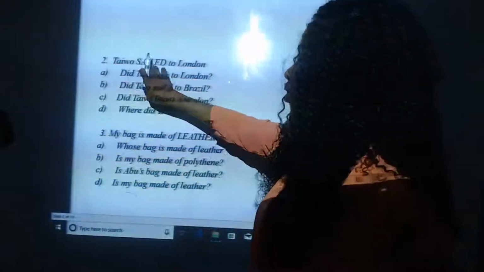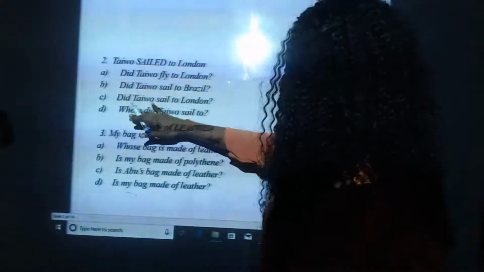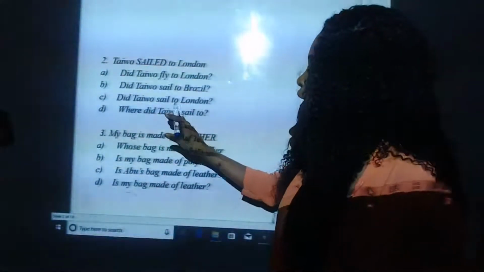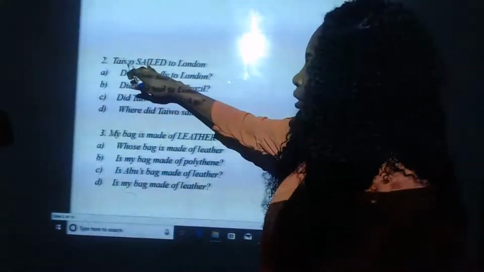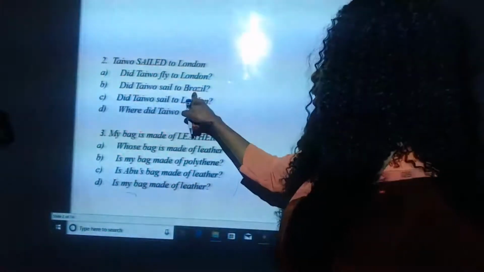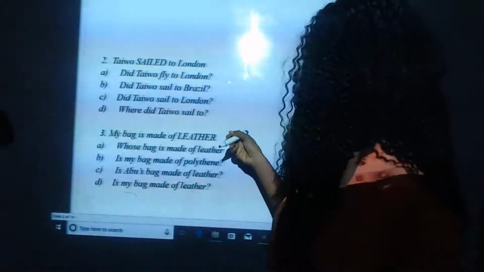Now, from the first example, you can see that the answer here is what? Fly. A is the answer because fly contradicts sail. And if you look at the other options, you can see they have the word sail in them. So any of the options that does not bear this sail is our answer, or any one that contradicts the emphasized word is the answer. Had it been the stress is on London, that means Brazil would be the answer.